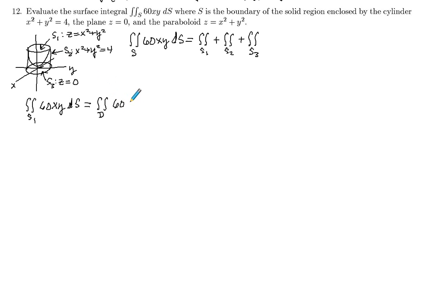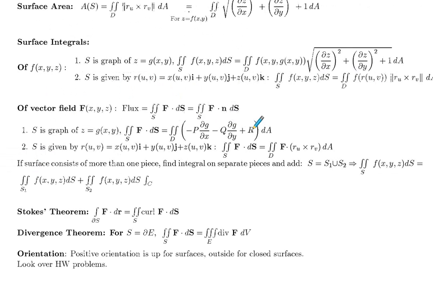And then this is going to be 60xy. There's no place to plug in our z equals x squared plus y squared, but then our area element ds in this case is square root of dz dx squared plus dz dy squared plus 1. That's our area element. Okay, and that's right here.